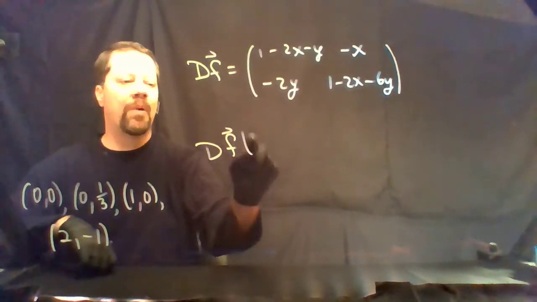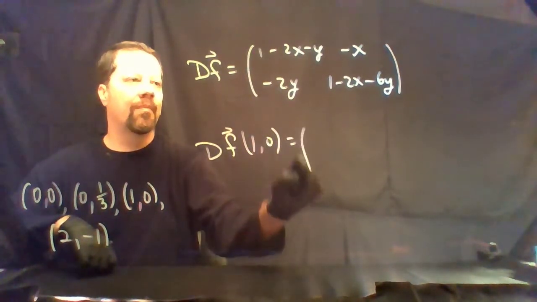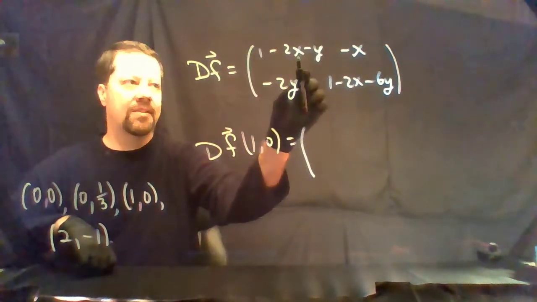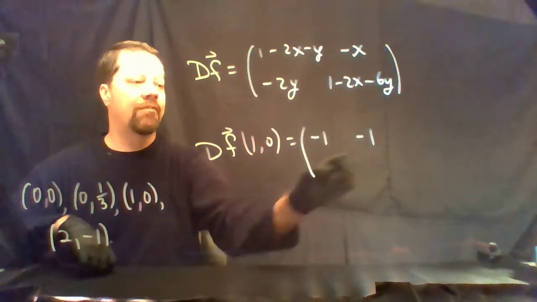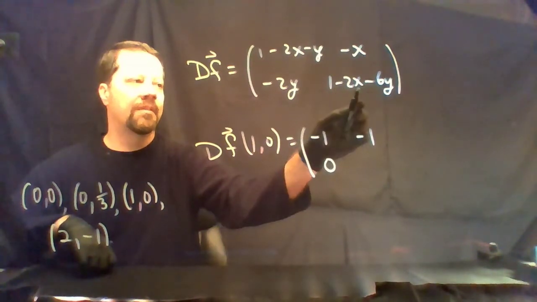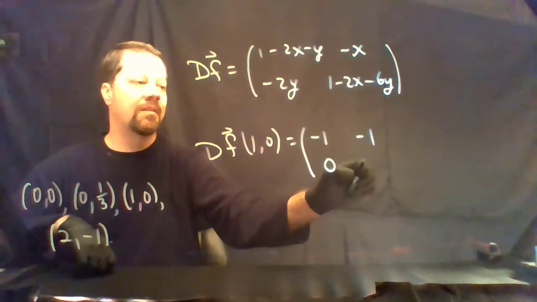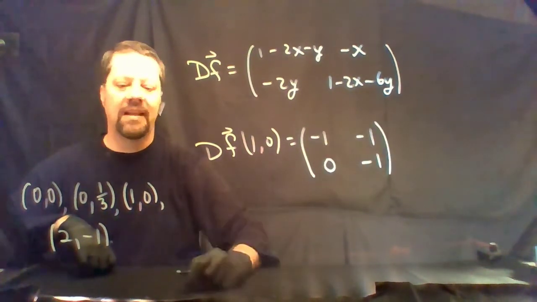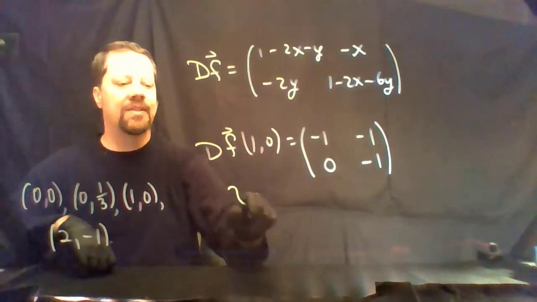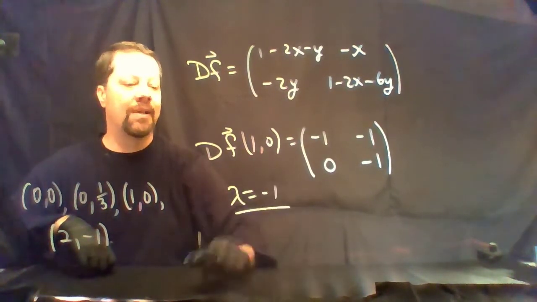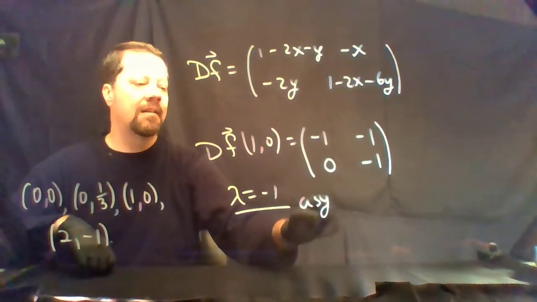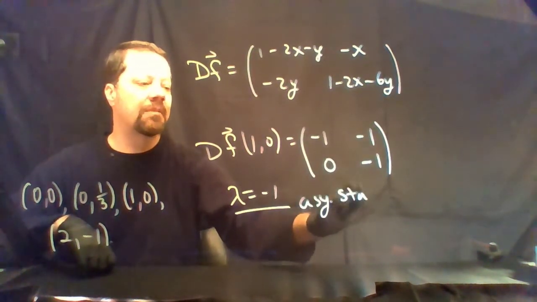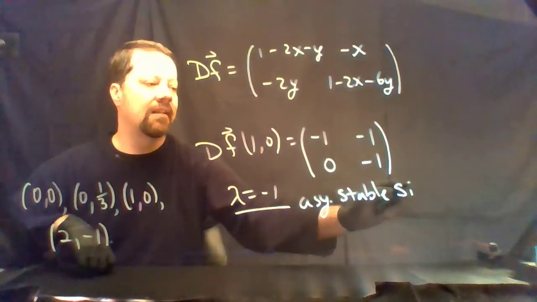At the equilibrium point 1, 0, x is 1, y is 0. We'll have negative 1, 0, and with y 0 and x 1, we'll have negative 1. You can see now the eigenvalues are negative 1 and negative 1, making this an asymptotically stable sink.